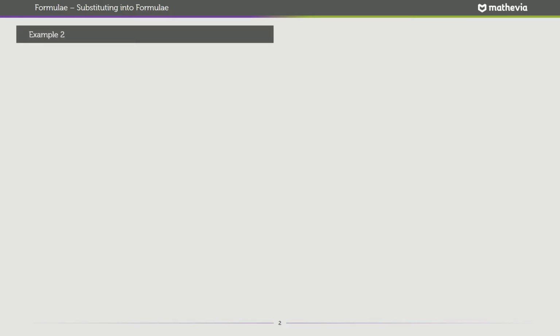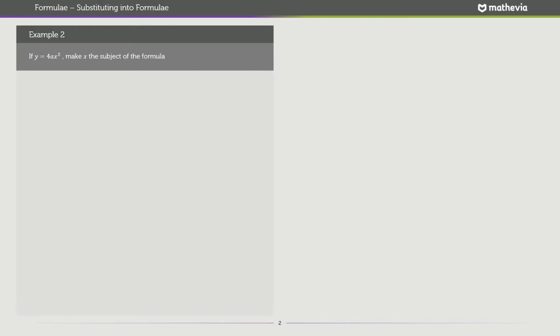Now, example 2. This is a very interesting one because we have a square in play here. This one says if y equals 4ax squared, make x the subject of the formula. To do this, we just need to solve this as though it were a linear equation and work to get x on the left and everything else on the right.